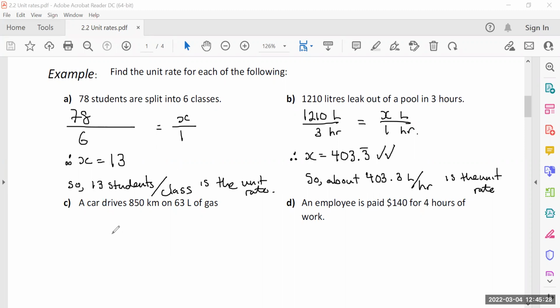I'll do a couple more. Everyone, would you try the C and D?